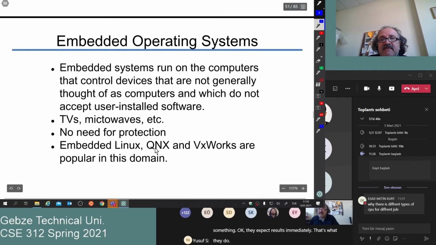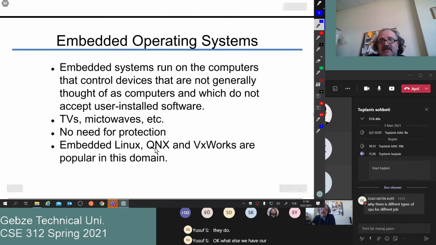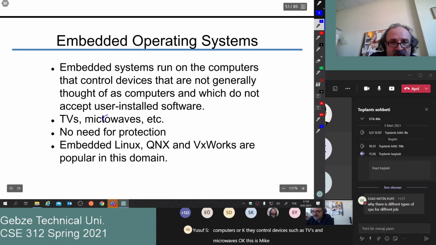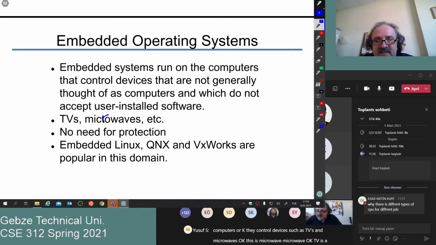What else? We have our embedded operating systems. What is an embedded system? Embedded systems run on computers that control devices such as TVs and microwaves, and refrigerators, etc. Or your cameras, most of them are embedded computers.